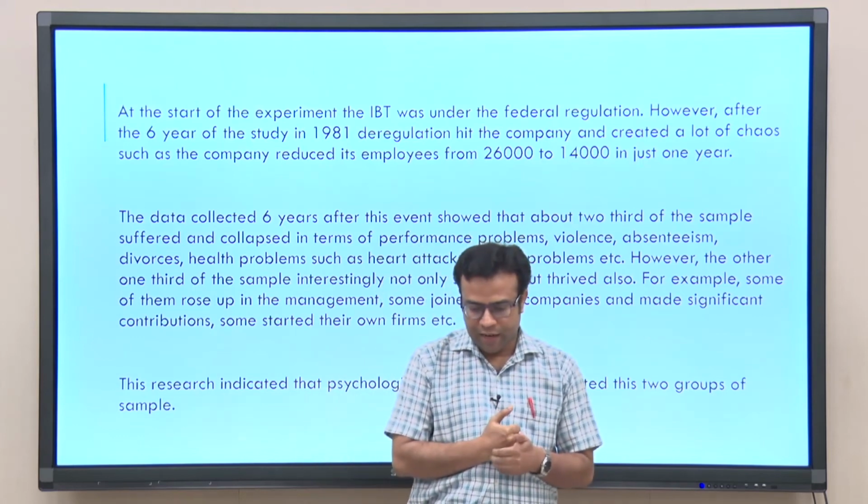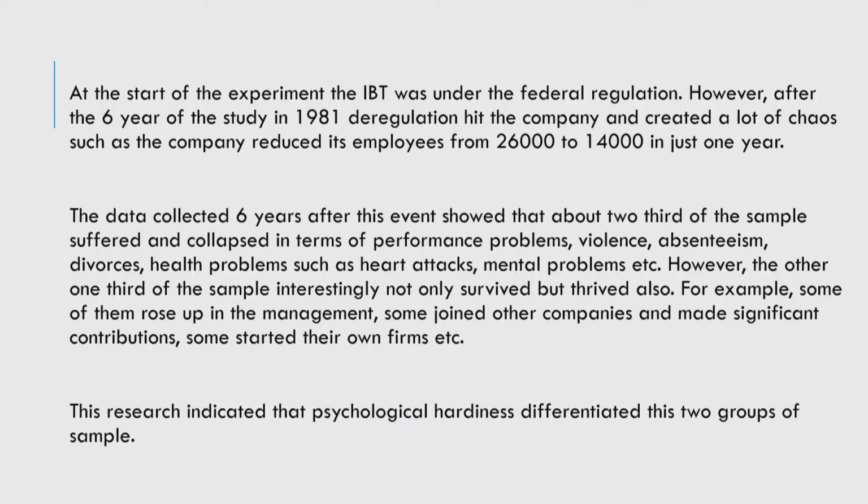They still collected data until 6 years after the event, and they found that 2/3 of their sample suffered and collapsed in terms of performance problems, violence, absenteeism, divorce, and health problems such as heart attacks, mental problems, etc. So, 2/3 of their sample actually collapsed under these stressful circumstances, in terms of performance, absenteeism, many personal issues in their life, and many diseases and disorders also.